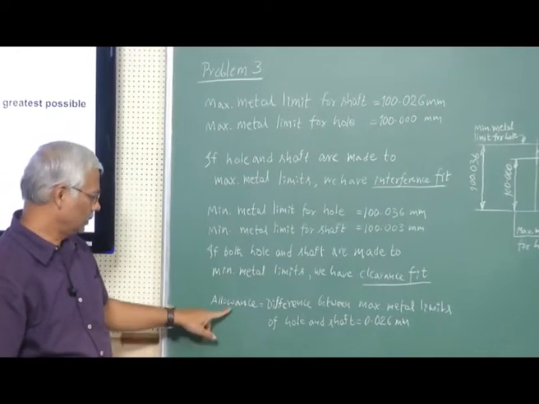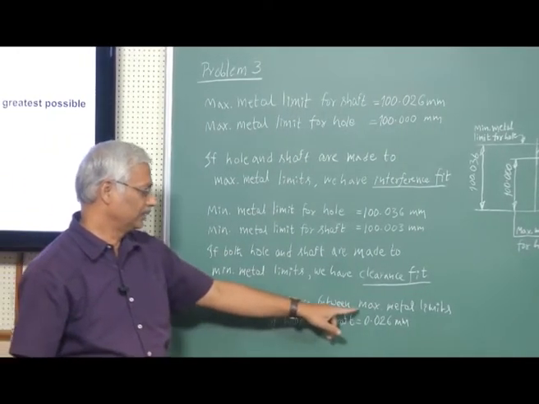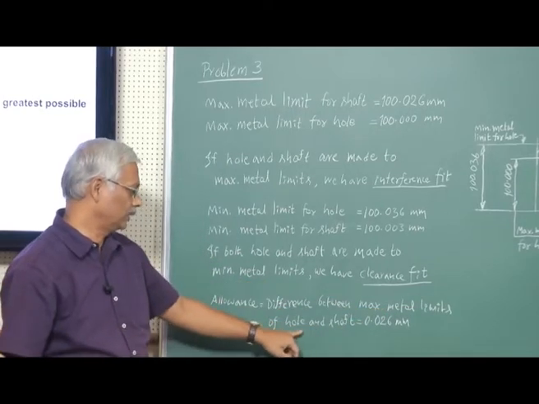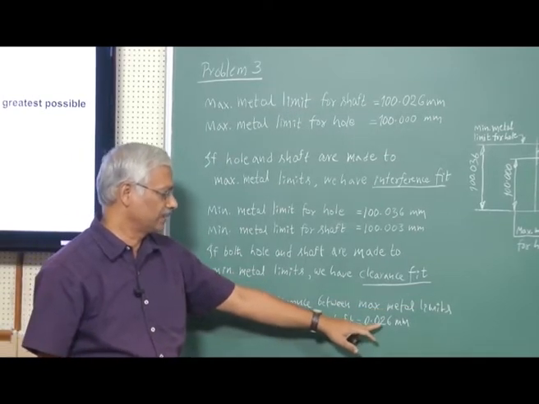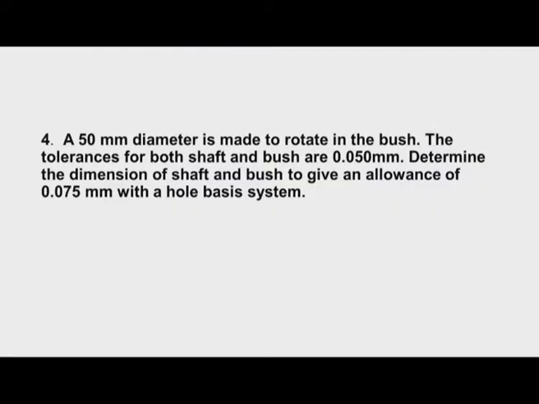And then allowance is the difference between the maximum metal limits of hole and shaft, that is equal to 0.026 millimeter. Now we will move to problem number 4. A 15 millimeter shaft is made to rotate in a bush. The tolerances for both shaft and bush are 0.050 millimeter. Determine the dimension of the shaft and bush to give an allowance of 0.075 millimeter with a hole basis system. Over to board.